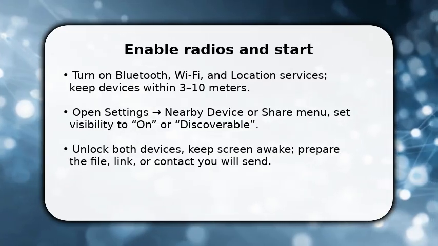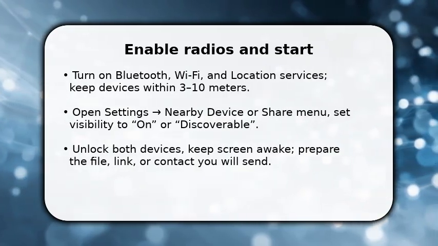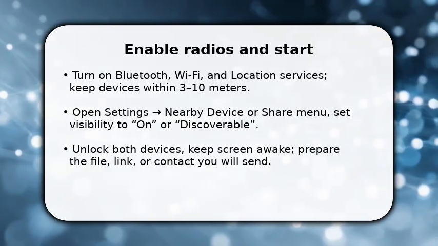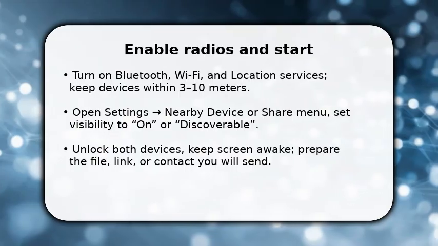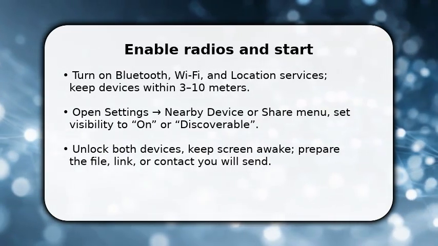You begin by enabling the radios that nearby device needs: Bluetooth, Wi-Fi, and location. Once done, make sure both gadgets are awake and within a few meters. Open the device's nearby device or share menu now and set visibility to on. This is the first actionable step.